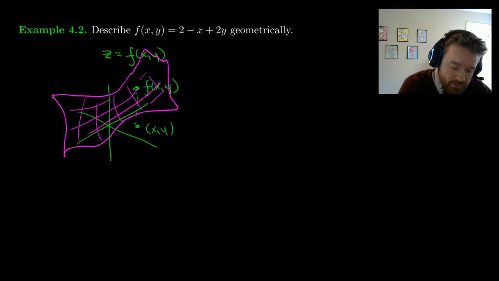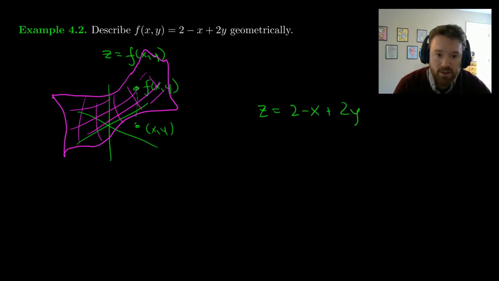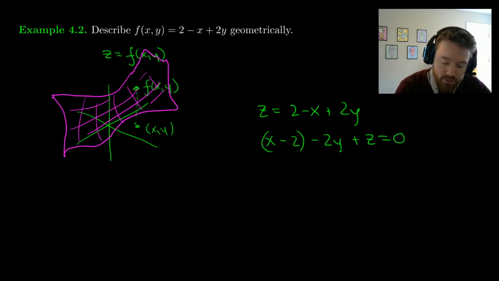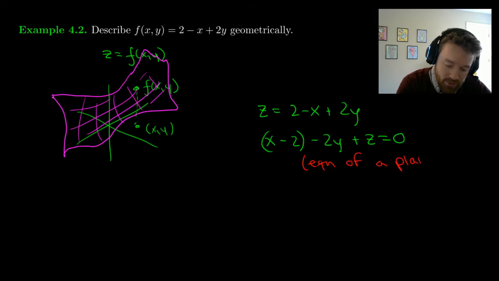So if we let z equal f of x,y, then we're really looking at z equals 2 minus x plus 2y. And this might start to look familiar because if we swing things around a little bit, this is (x minus 2) minus 2y plus z is equal to 0. And if you remember from 2 classes ago, this is the equation of a plane. So we already know geometrically what this should look like.